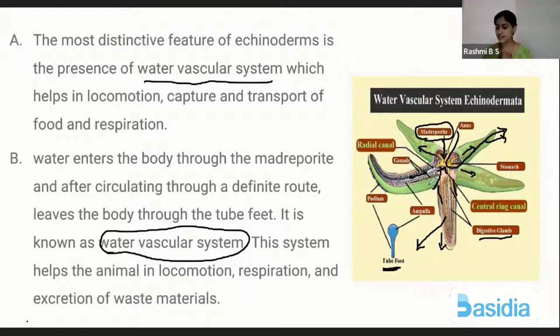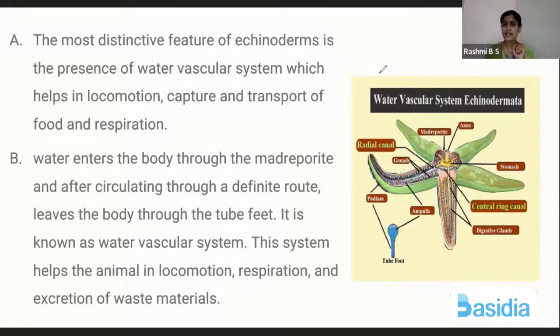Yes, you are right, W. The water vascular system is a unique feature of echinodermata, okay? Yes, so let's go to the next slide. What is there for you in the next slide, okay?